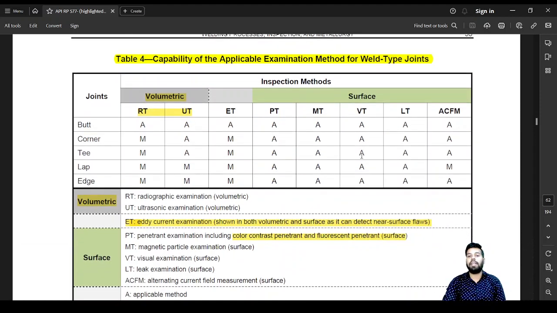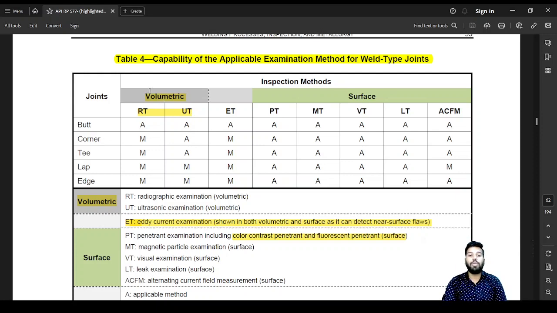These are some capabilities of the weld joints that can be inspected by various non-destructive examination. Here you have to see this, okay? So in butt welding, RT is very good. UT is also very good. PT, MT, UT, RT, anything can be done on a butt weld, but eddy current, PT, MT, VT are only going to be good for surface detection, whereas RT and UT are going to be for volumetric inspection.